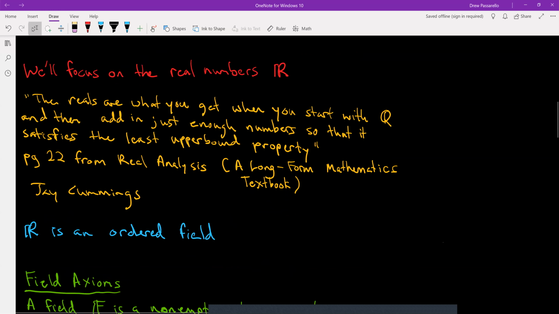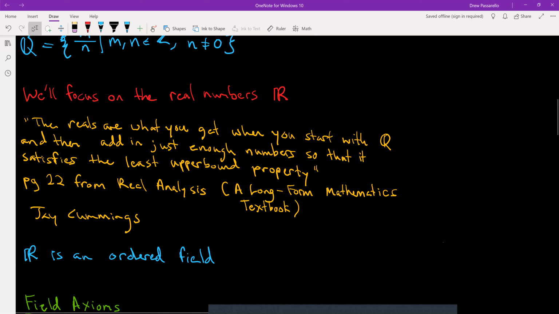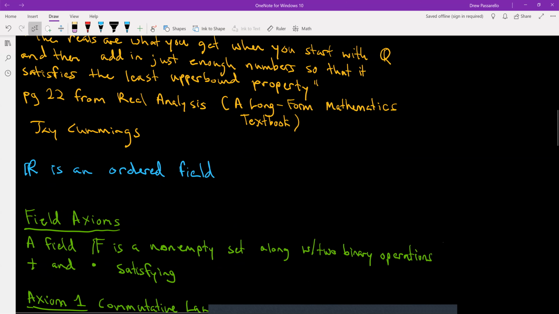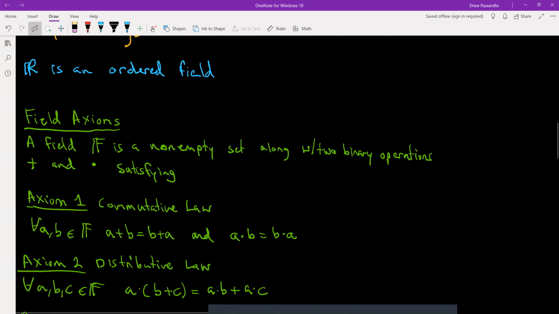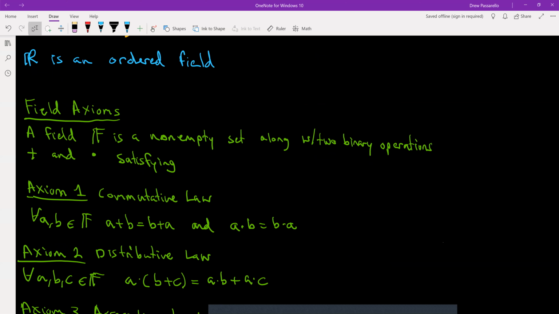All right, so the R is an ordered field. And so first I'll just go over some field axioms. A field, capital F, is a non-empty set that has two binary operations, plus and times, or addition and multiplication, that satisfies the following axioms. These are axioms that we should have already seen before. We've been dealing with this since kindergarten or elementary school.